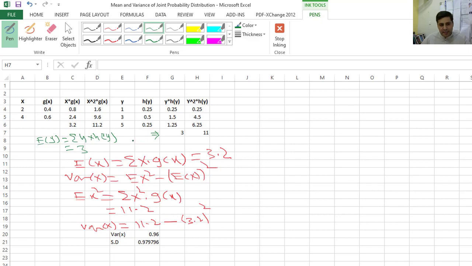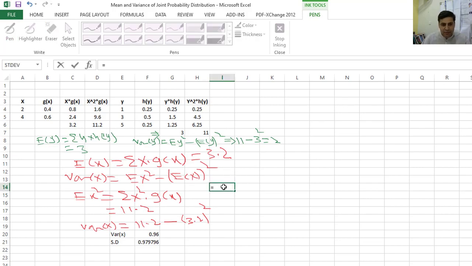And the variance of Y is equal to E(Y²) minus (E(Y))². In this way, you can write it as 11 minus 3 squared, which will be 2. Or if you want to use the Excel formulation, just write E(Y²), this, minus 3 whole squared. So in this way you will get 2. This is the variance of Y. So in this way you will use Excel and calculate the values.